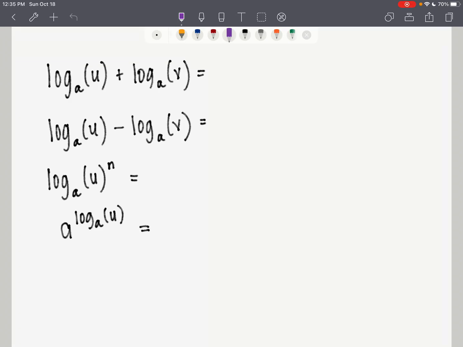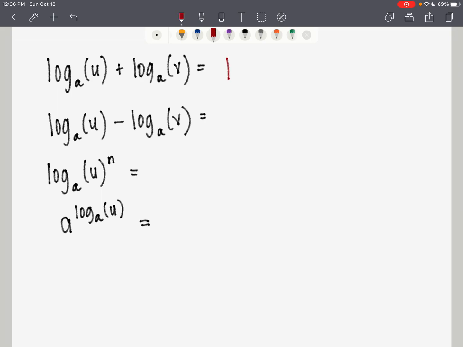We're going to simplify, expand, and condense logarithms, and in order to do that, we need to know some of our properties. So we've got log base a of u plus log base a of v. Both logarithmic terms have the same base. This is going to allow us to combine the two terms into one term in which we multiply the arguments. So u times v. It's called our product rule. So that's the product rule of logarithms.